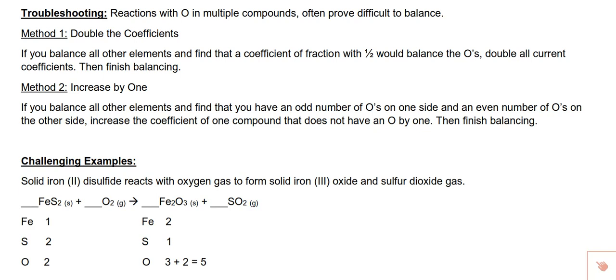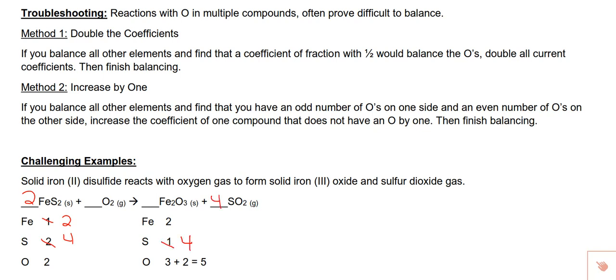Now I'm going to identify the most complex substance that doesn't have an oxygen or a hydrogen in it. That could be sulfur or iron. I'll go ahead and just start with the iron because it's listed first. So I'm going to put a 2 here. That changes how many iron I have and also how many sulfur I have. Once I do that, I see that my sulfur are not balanced, so I would put a 4 here.